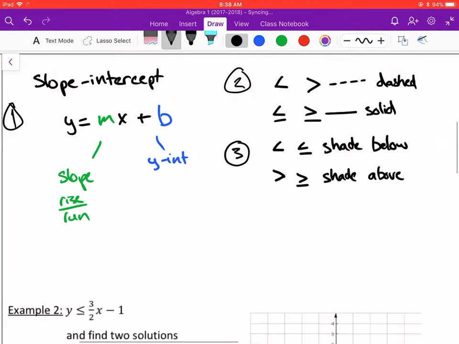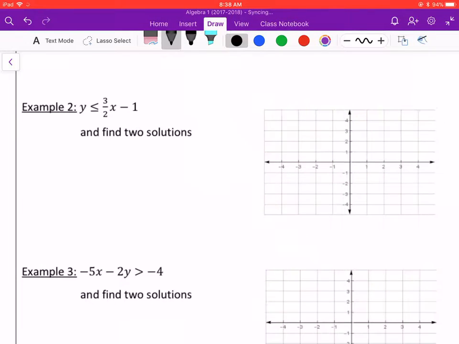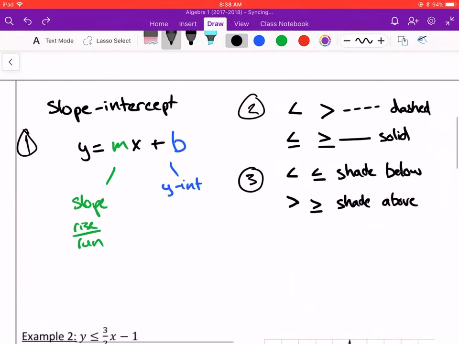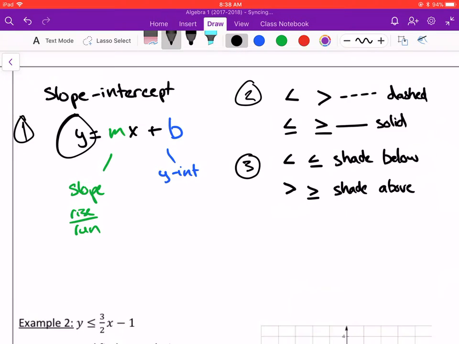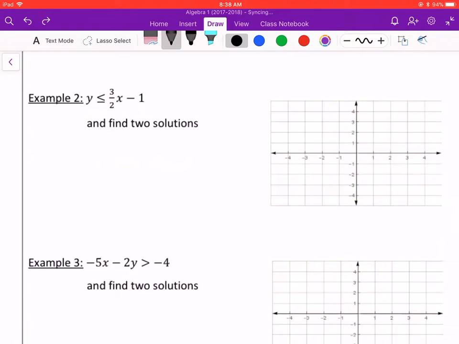All right, so looking at example 2 from the notes, notice it's already in slope-intercept form because you already have y isolated. This y is already alone. That's the main thing about slope-intercept form: you always have that y alone. So if the y is isolated, it's already in slope-intercept form.